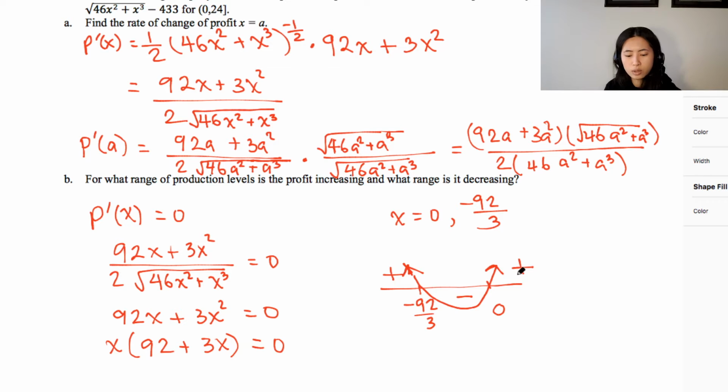So what does it mean when your function is increasing or decreasing? You know that your range or your interval, they're actually giving us a restriction. So it's 0 to 24. Can you guys see this?